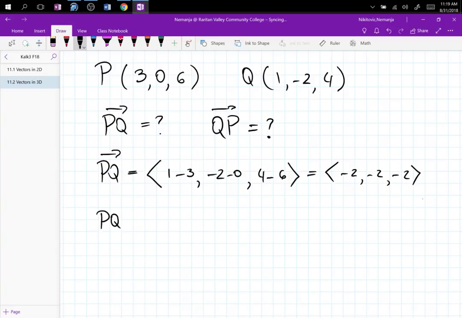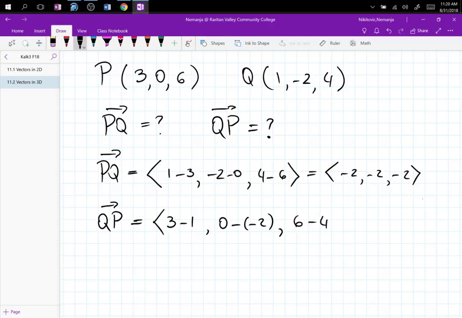PQ, no, QP. Well, we know that it has to be 2, 2, 2, right? But let's go terminal minus initial. 3 minus 1, 0 minus negative 2, and 6 minus 4. For a total of 2, 2, 2.